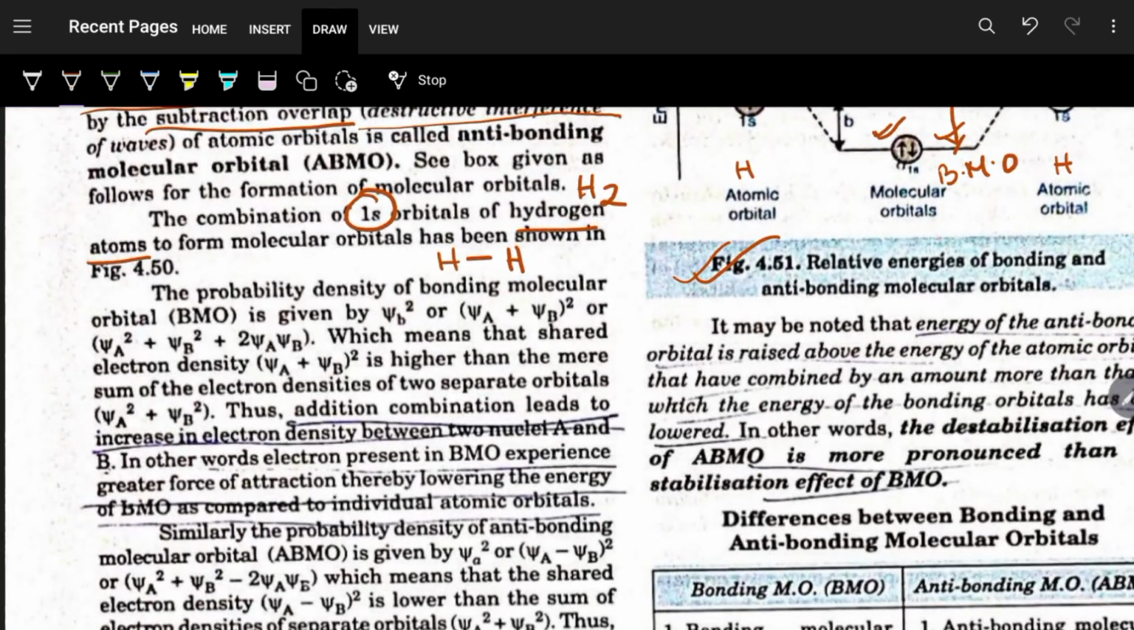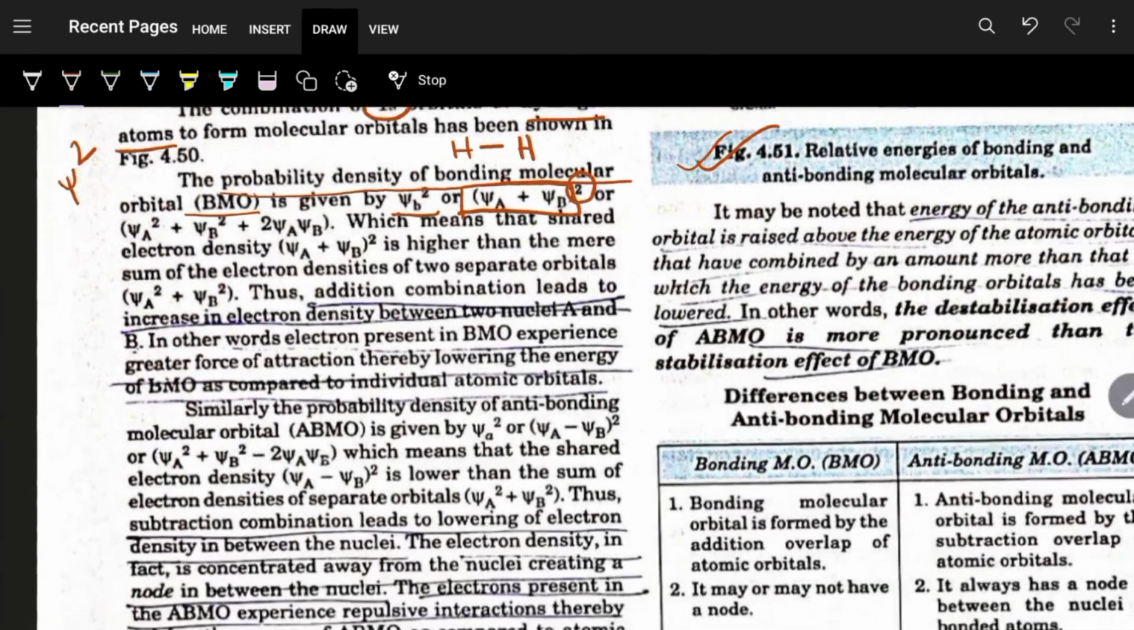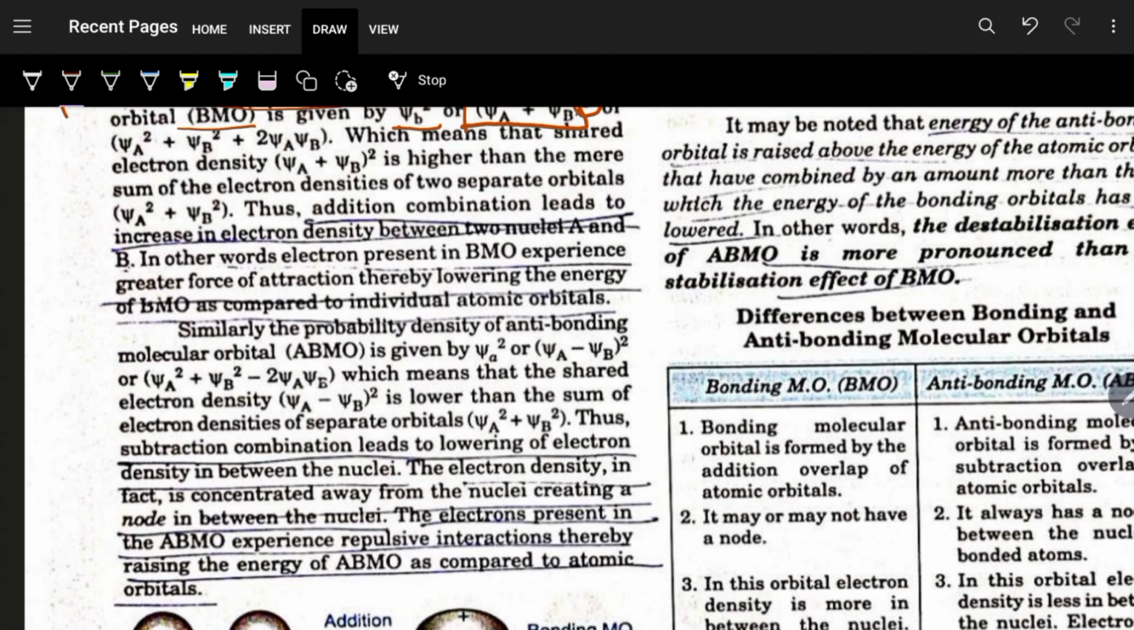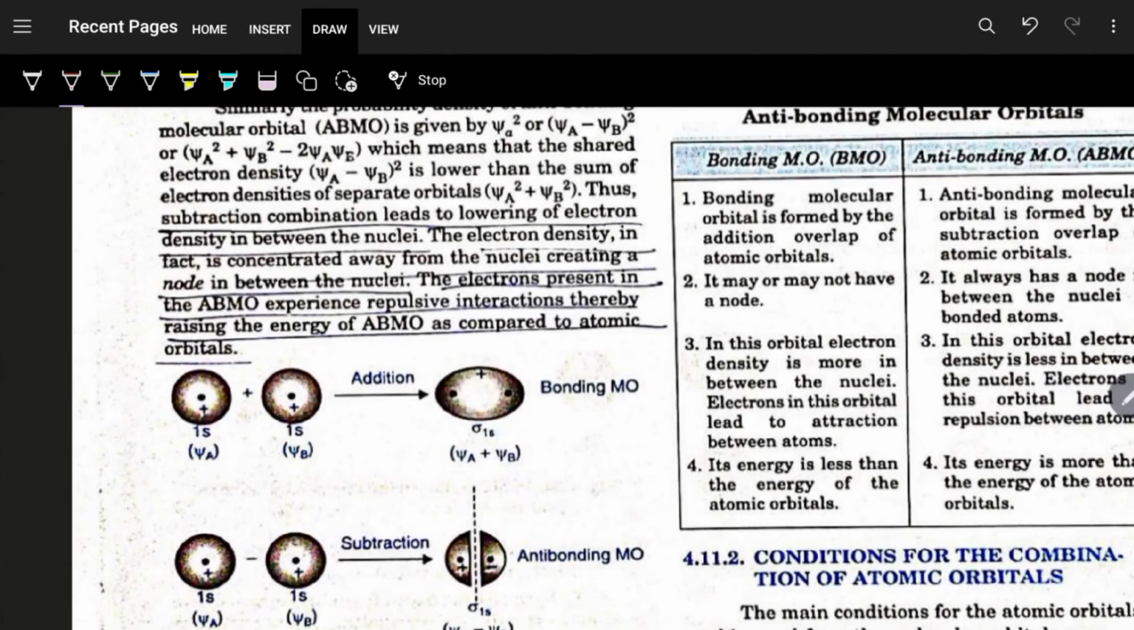Now, the probability density of the bonding molecular orbital is given by psi b square. We know psi square is the probability. And if the bonding molecular orbital is equal to psi a plus psi b, the square of it will be the probability density. For this, we can see that addition combination leads to increase in electron density between the 2 nuclei A and B. How is it? Let us see.